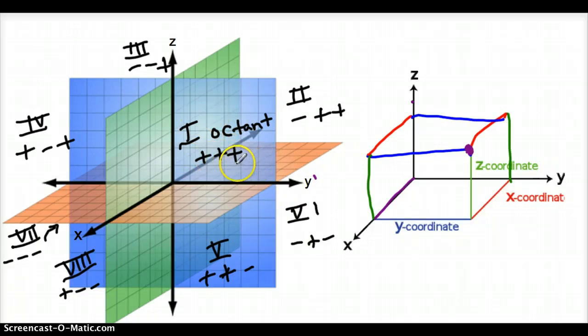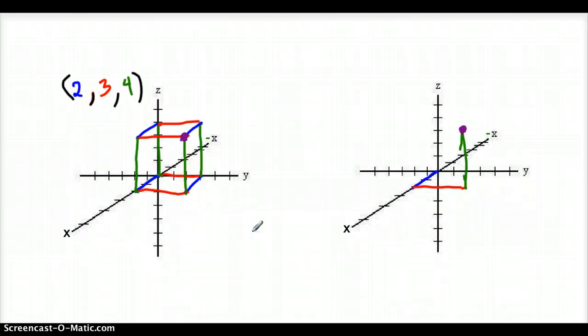Which octant would be positive, negative, positive for x, y, and z, and you would say the fourth octant, or something to that effect. Does that make sense? Okay, so be familiar with this three-dimensional spatial reasoning.